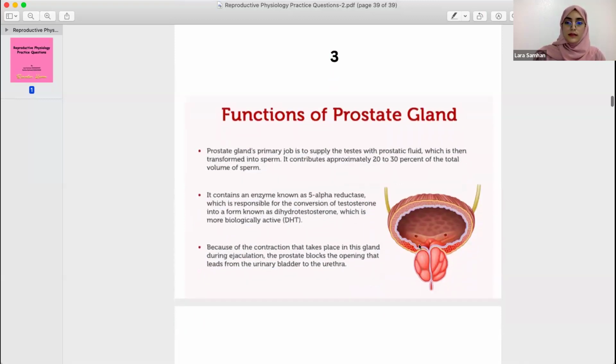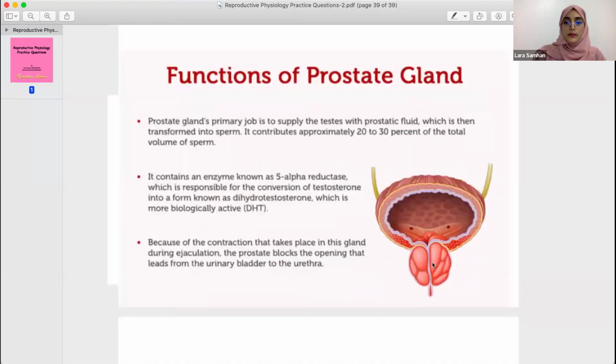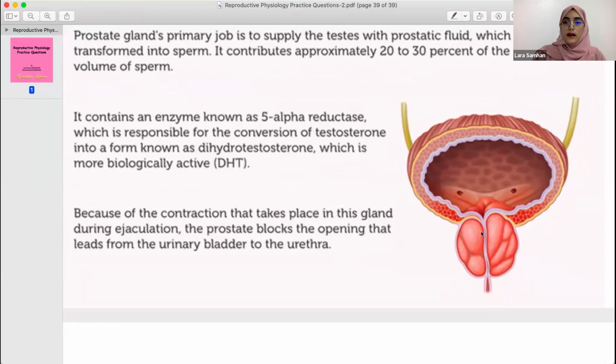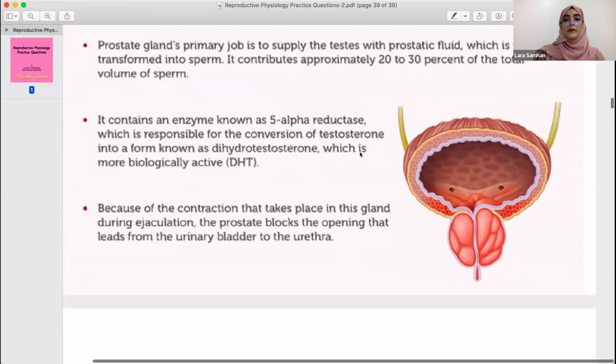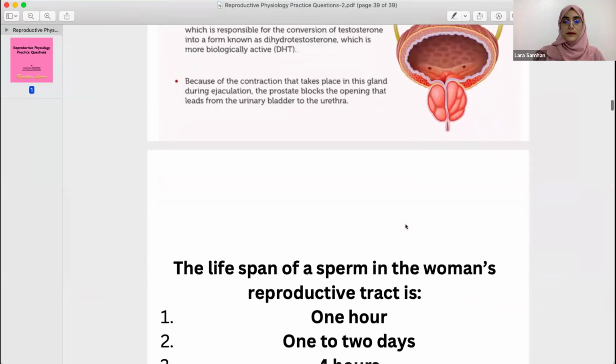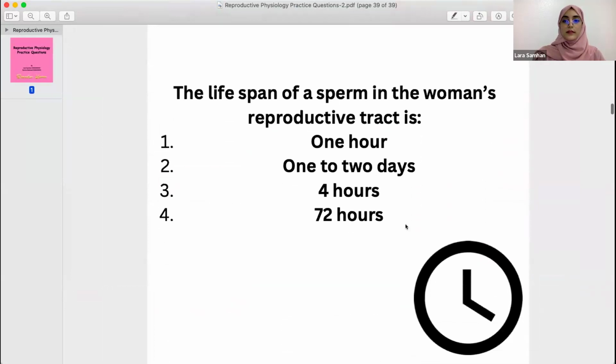Okay, so as we can see in this picture, just to get oriented, this is the urinary bladder, and this is the urethra. The prostate basically encircles the urethra. The prostate has some openings in here, which release the prostatic fluid, the nutrition, to be ejaculated with the sperm so that it lives longer. Okay, perfect. So moving on to the next question.